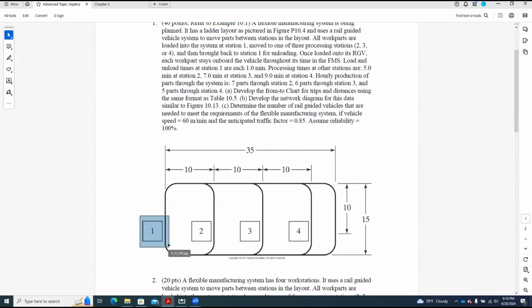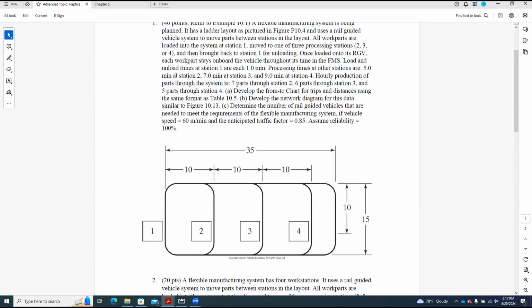From station 1, we distribute the parts and move them to one of the 3 processing stations. All the parts come to station 1, but from station 1, some of the parts move to 2, some move to 3, and then to 4, and then they are brought back to station 1 for unloading. And once loaded into the RGV, each work part stays on board the vehicle throughout its time in the FMS, the flexible manufacturing system.